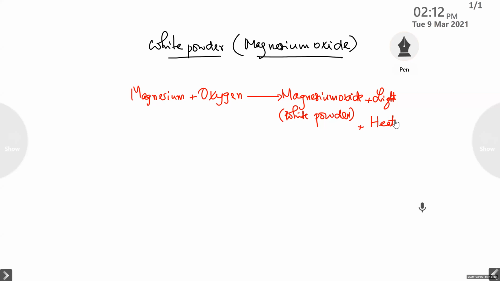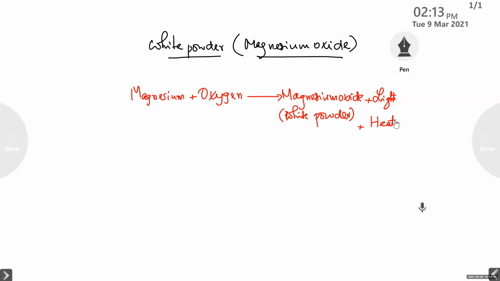So you can write magnesium plus oxygen giving magnesium oxide plus light plus heat. Then below magnesium oxide, you write white powder. So the white powder formed is magnesium oxide.